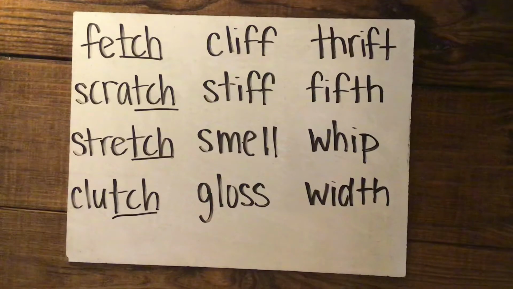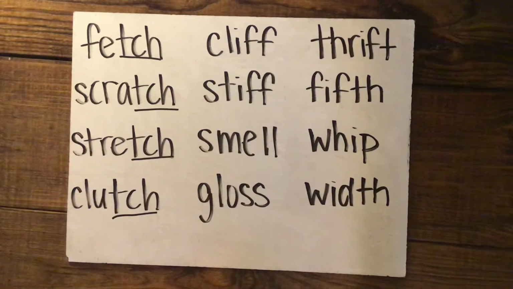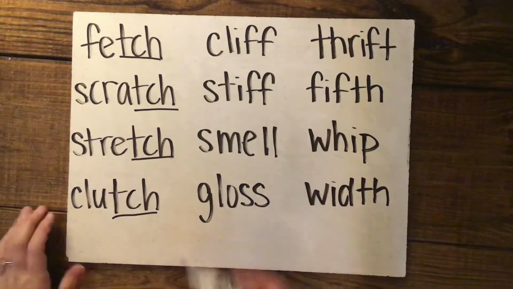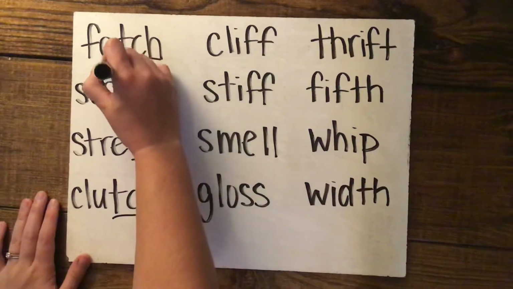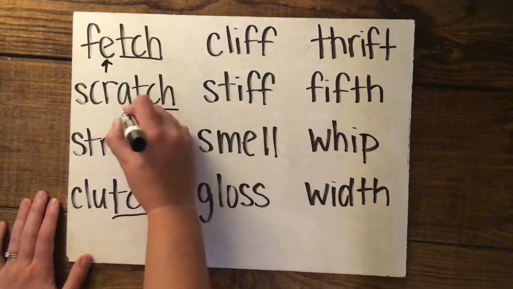Do you guys remember what the rule is for TCH? If you said at the end of a one-syllable word after one short vowel, ch is spelled TCH, you are absolutely correct. So TCH is used in a one-syllable word after one short vowel. So I'm going to put an arrow underneath each short vowel. And as I am doing that, I want you to think about what short vowel sound they each will make.